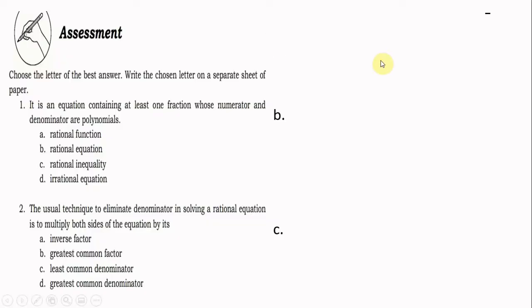Okay, so this is the assessment part of Module 6, Solving Rational Equations and Inequalities.